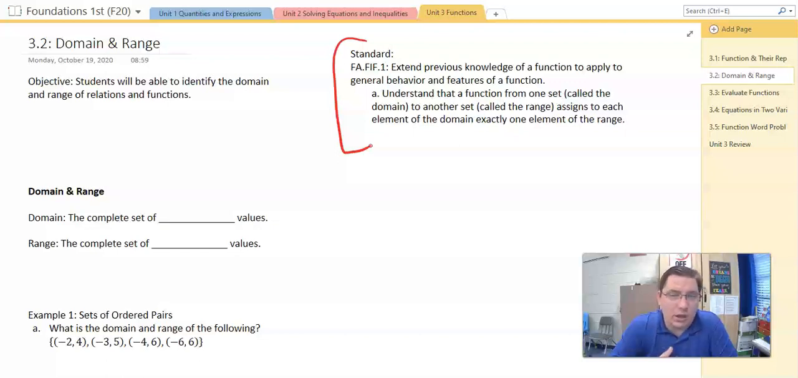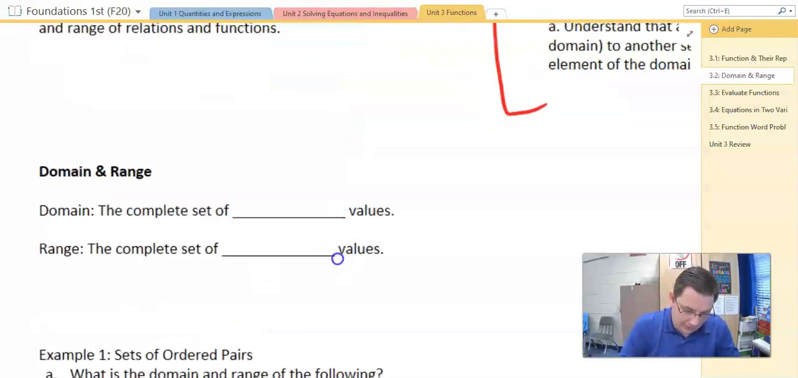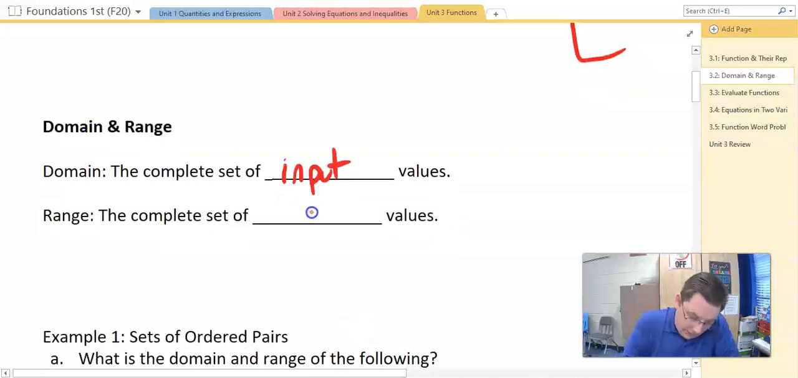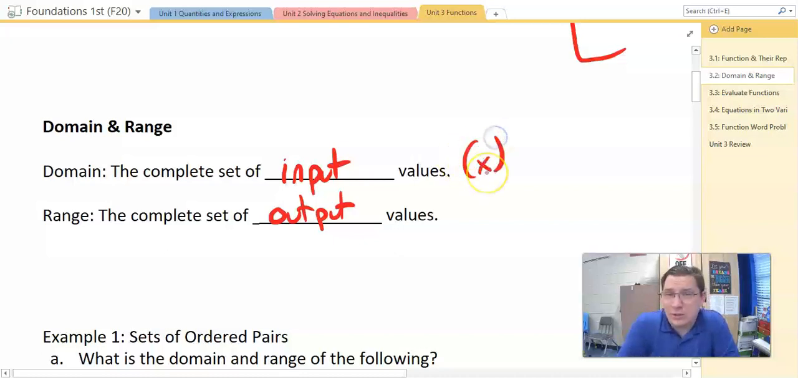So let's talk about what is domain and range. Domain is the complete set of input values, and the range is the complete set of output values. When we're talking about input values, remember that's typically our x values, and our range is typically the y values. So what does that mean in the problems that we're going to look at?